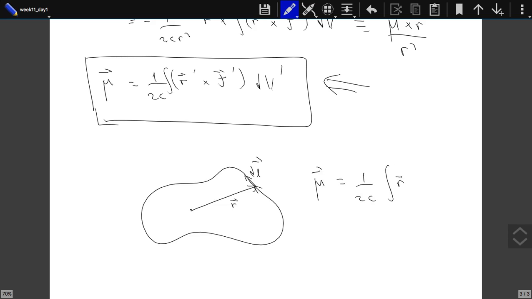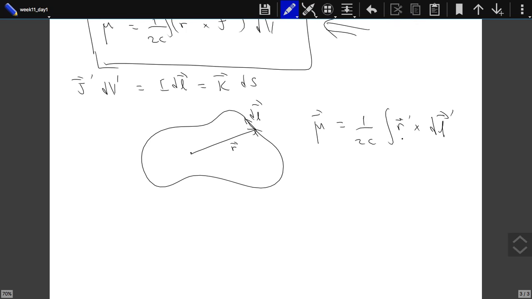Mu would be 1 over 2c times the integral of r prime cross dl prime for a current carrying wire, because just remember this recipe always holds: j prime vector times dV prime. If the j prime is confined along a wire only, this is equal to I times dl. If it is confined over a surface, then this is the surface current density, let's say K, times ds. So this is mu in the case of a current carrying wire.